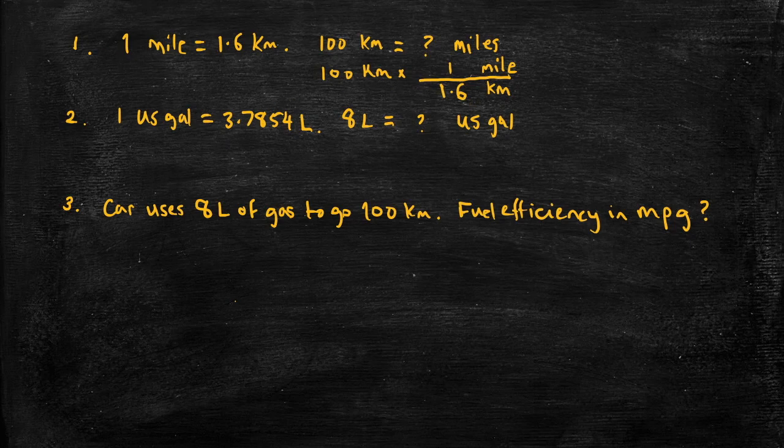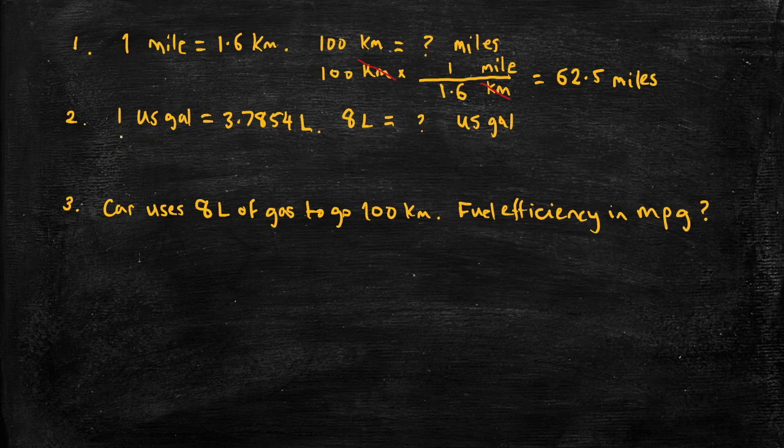And so now if we just do our usual cancelling, we can cancel kilometers there and kilometers there, and we're going to be left with miles in the numerator. And for the numbers that we calculate with, we've got 100 in the numerator, 1.6 in the denominator. 100 divided by 1.6 comes to 62.5. So 100 kilometers is the equivalent of 62.5 miles approximately.